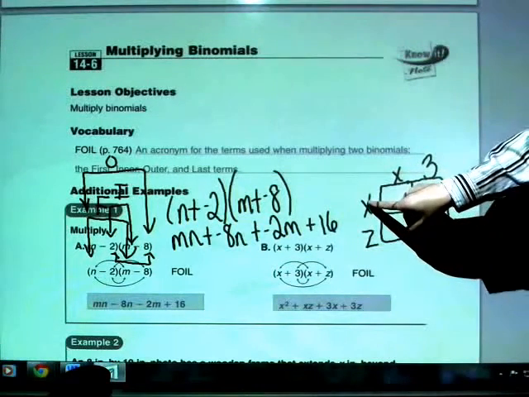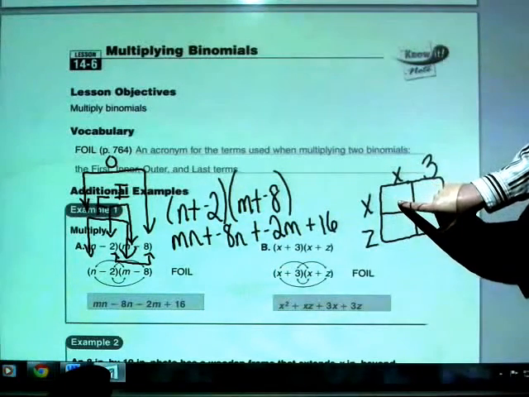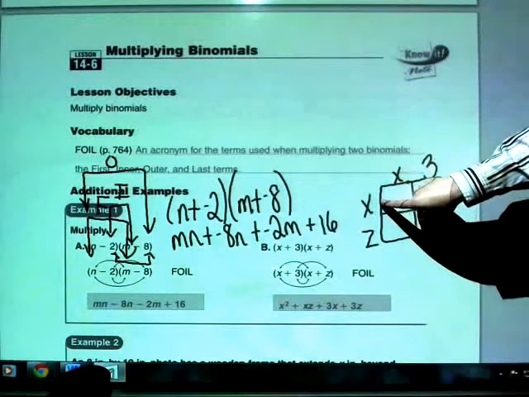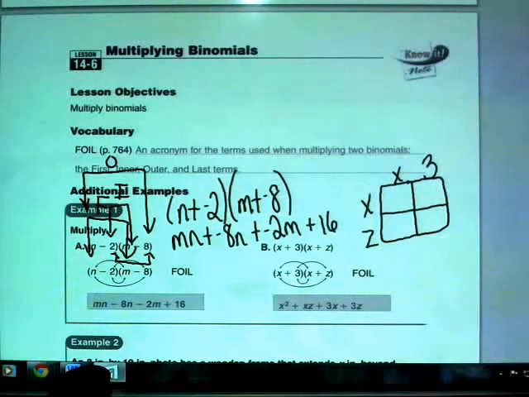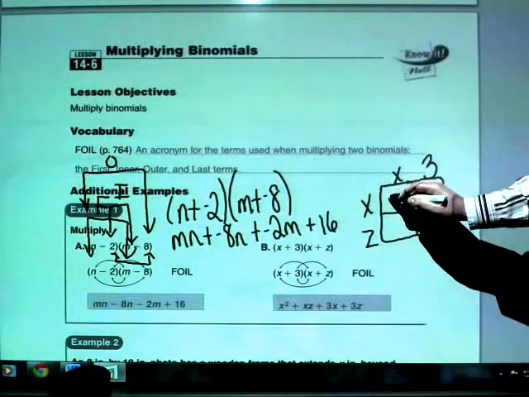So for instance, this upper left box here has x above it and x to the left of it. So I'm supposed to multiply together x and x. Well, you know from the product of powers rule, when I multiply together powers with the same base, I add the exponents. That's going to give me x squared.